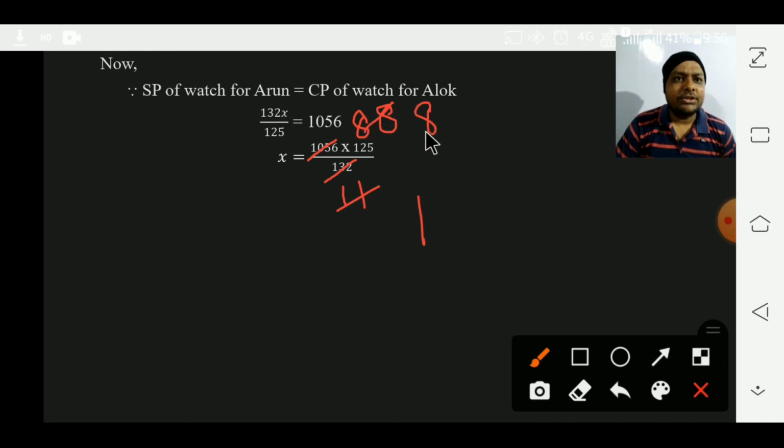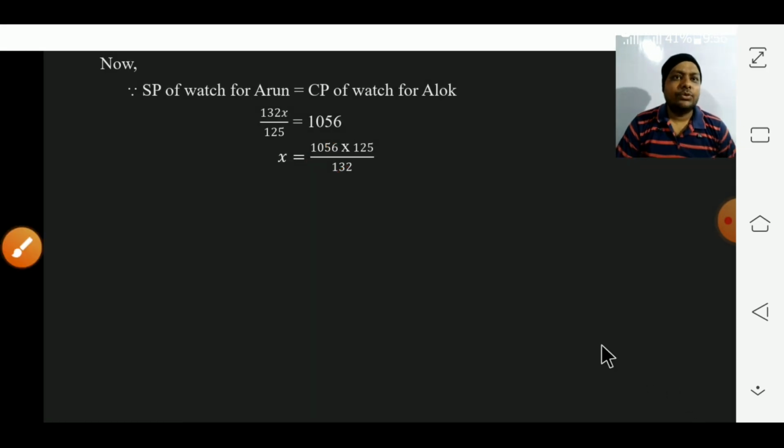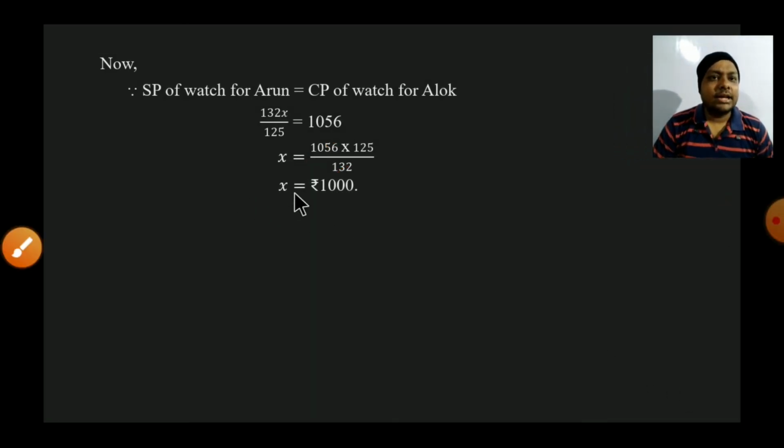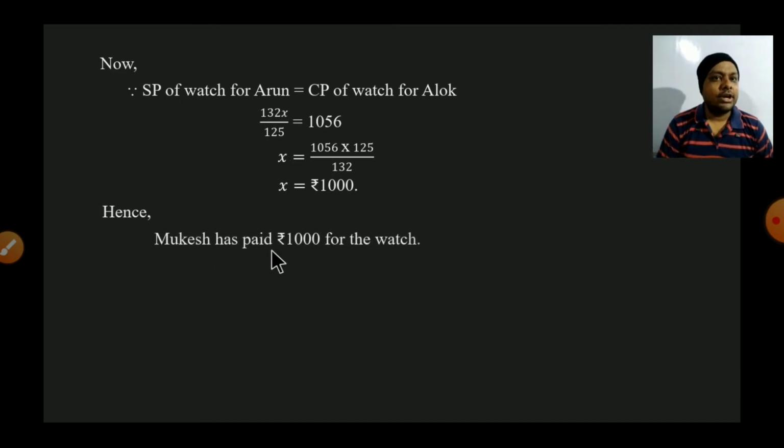It means 8 into 125 is equal to 1000. So we can say that X will be 1000, and X we have assumed that Mukesh has paid for this watch, so we can say like this, Mukesh has paid rupees 1000 for the watch. Okay. So this is the successive selling deal. So we can solve it step by step. Now let's move to the next question here.